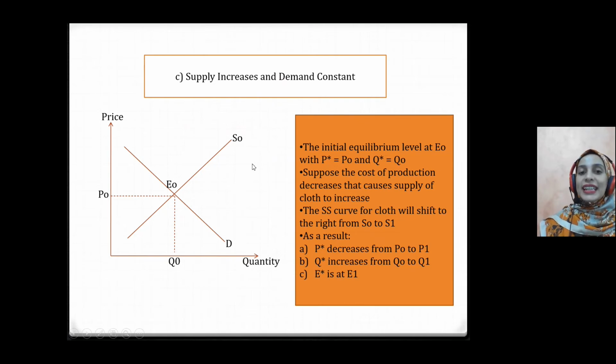When cost of production decreases, the supply of cloth will increase and the supply curve will shift to the right from S0 to S1. So there will be new equilibrium here. The supply 1 intersect with the demand, D. So as you can see here, the price decreases while the quantity increases.